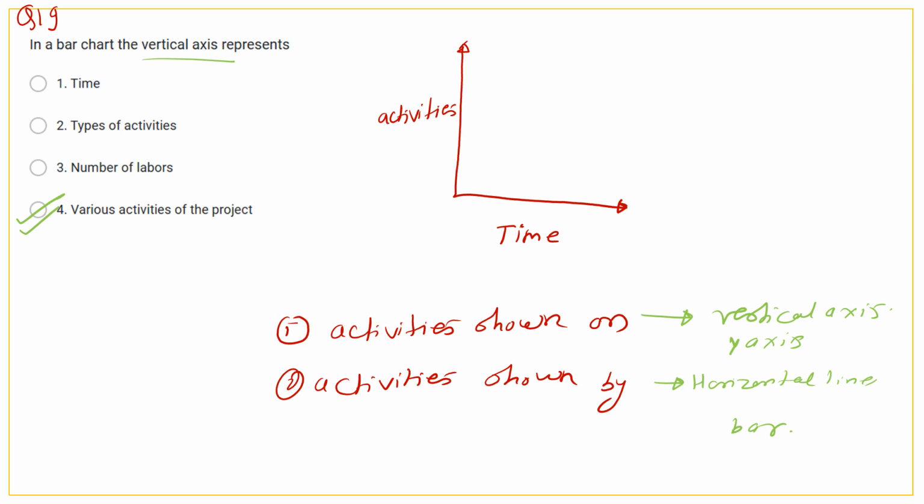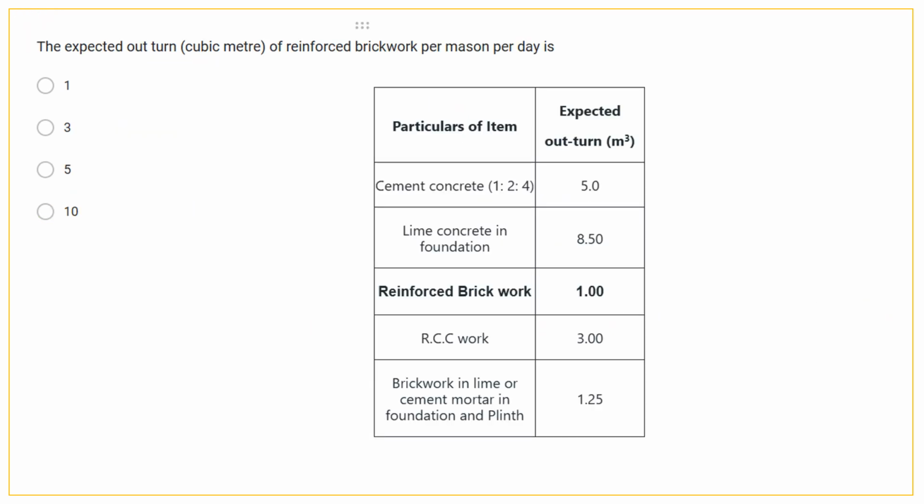Then next is question number 20. The expected outturn in cubic meter of reinforced brickwork per mason per day is. This is the chart for expected outturn. First, cement concrete outturn is 5. For lime concrete in foundation 8.5. For reinforced brickwork 1. For RCC work 3. Brickwork in lime or cement mortar in foundation and plinth is 1.25. So here the first option is correct. The expected outturn for the reinforced brickwork is 1.